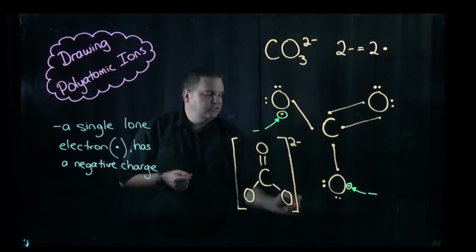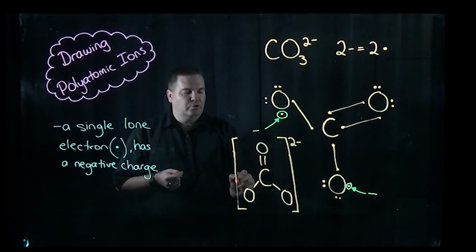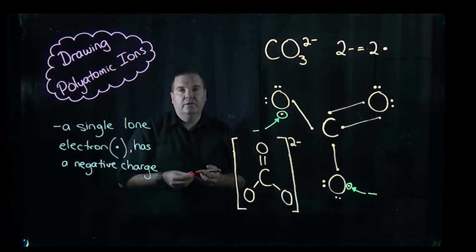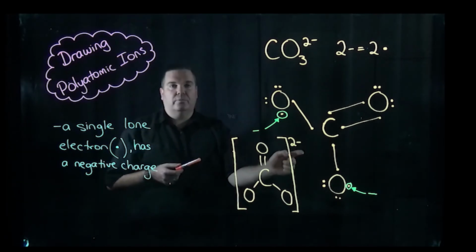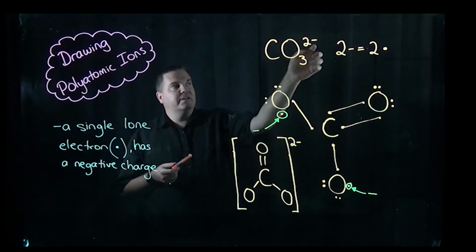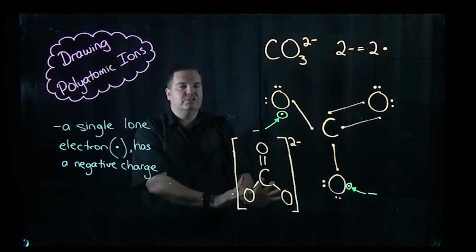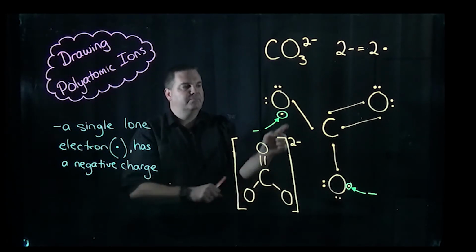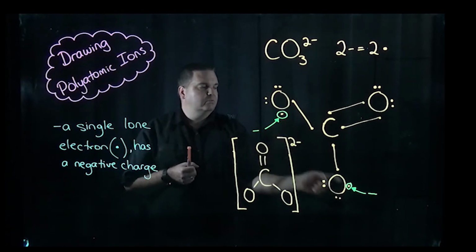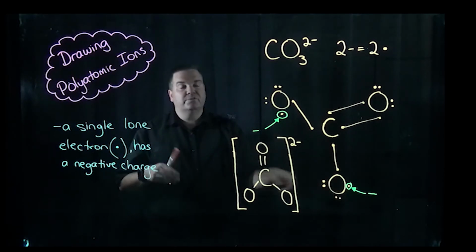The key thing you need to do with ions is to make sure you put the square brackets around it and indicate the charge at the top here. So CO3 2-, we've just transferred that charge over. We're showing the trigonal planar shape of our carbonate ion. The 2 single oxygens both have a lone electron on them, which gives us our negative charge.